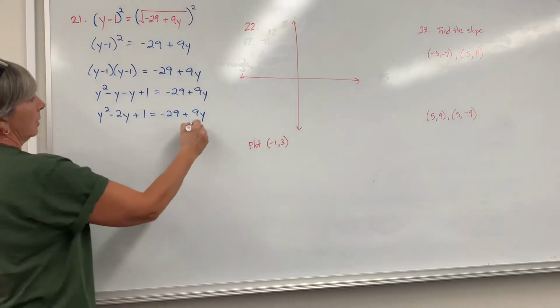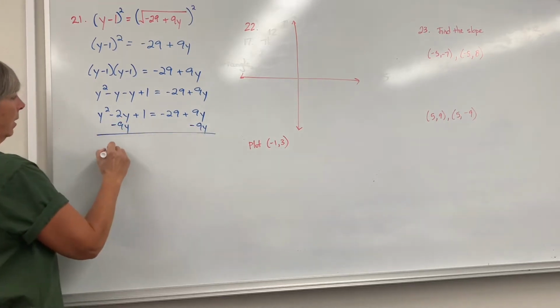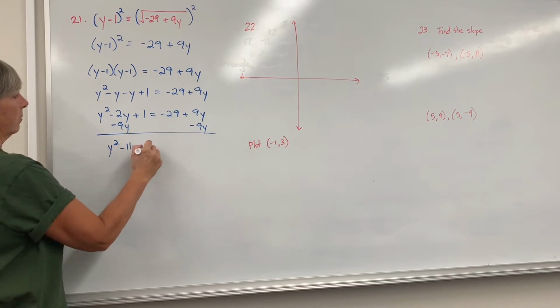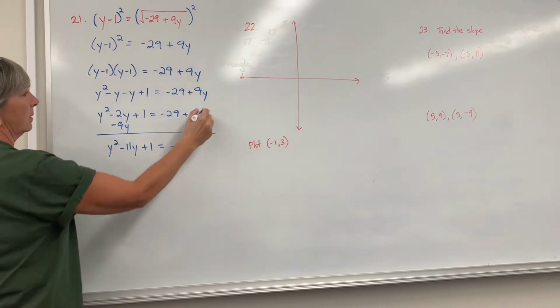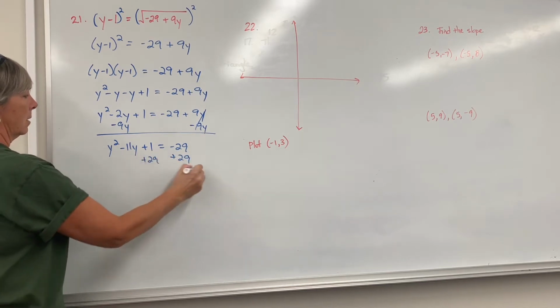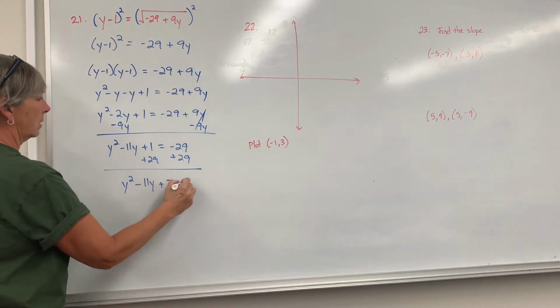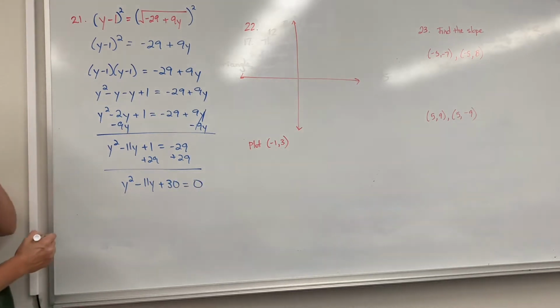So I'm going to subtract the 9y, and I'll get y squared minus 11y plus 1 equals negative 29. And then I'm going to add the 29. So y squared minus 11y plus 30 equals 0.